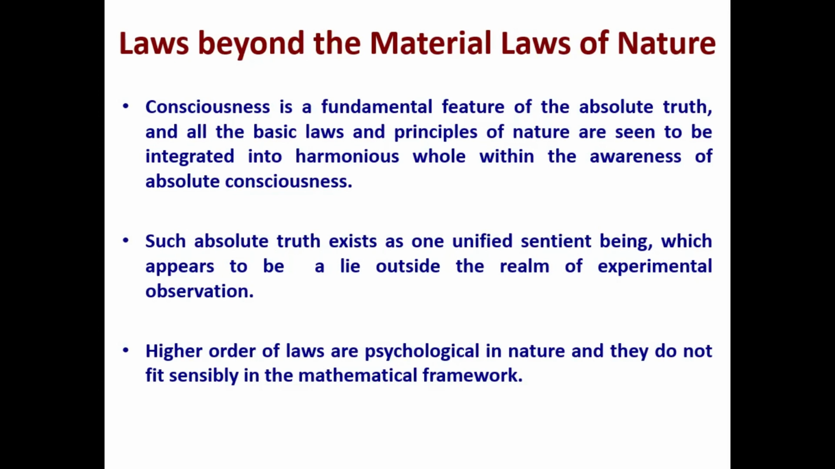So such absolute truth exists as one unified sentient being, which appears to lie outside the realm of experimental observation. So what does it mean? It means that consciousness is a fundamental feature of the absolute truth, and all the basic laws, the scientific principles and everything, are integrated into that absolute truth. And this absolute truth exists as one unified sentient being, which appears to lie outside the realm of experimental observation. So the scientists don't believe in this. Higher-order laws are actually psychological in nature and do not fit sensibly in the mathematical framework.